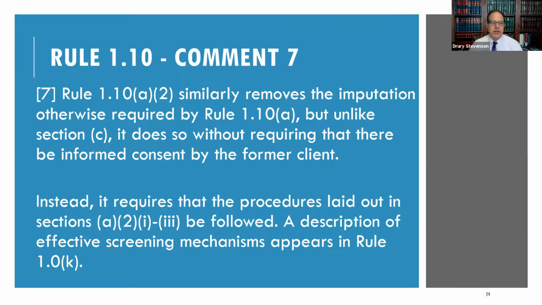1.10(a)(2) removes imputation otherwise required by Rule 1.10, but unlike Section C, it does so without requiring informed consent by the client. This is comment 7 to 1.10. And remember, this is what I was telling you. If you have the type of conflict where we can screen the lawyer, we just provide notice, we don't get consent, although they could consent, right? And then you don't have to bother screening. It requires that the procedures laid out in sections A2, little 1 to little 3 be followed.